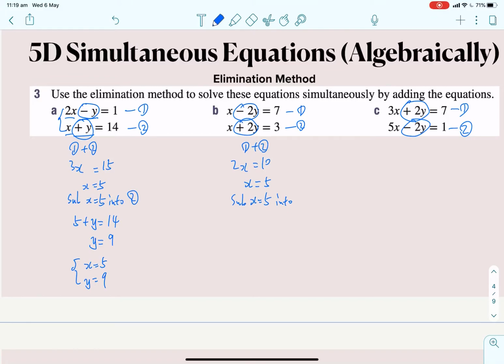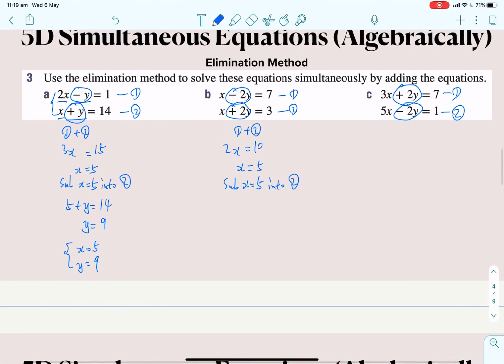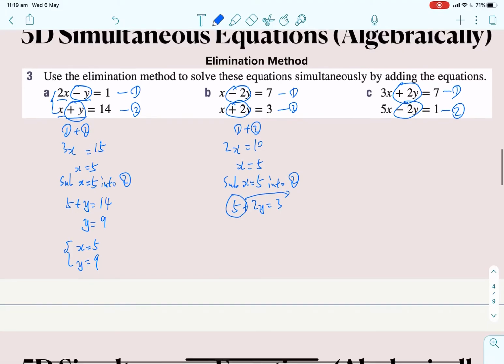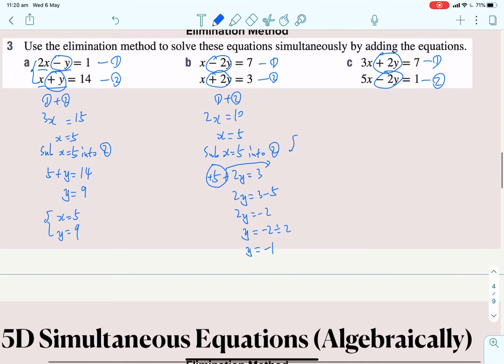so I'm just going to go with 2. I like positive, that's why. I don't like negative. I don't like fractions. So yeah, do positive. So we got 5 plus 2y equals 3. Now we need to move this to the other side. So we got 2y equals 3 minus 5, so 5 is positive, to the other side becomes negative. 2y equals negative 2. y equals negative 2 divided by 2. y is negative 1. Okay, so our solution is x equals 5, y equals negative 1.